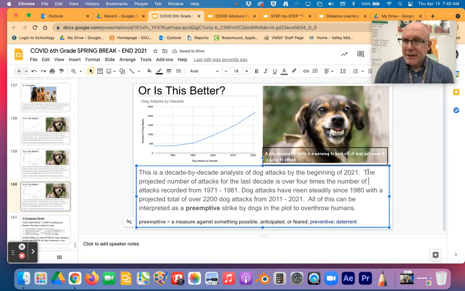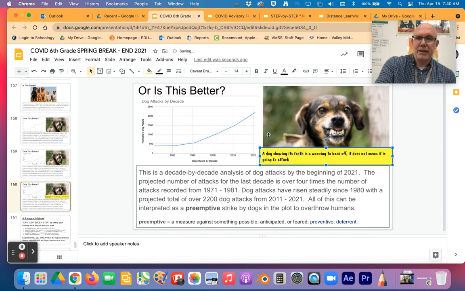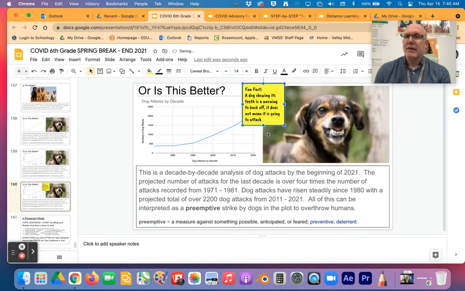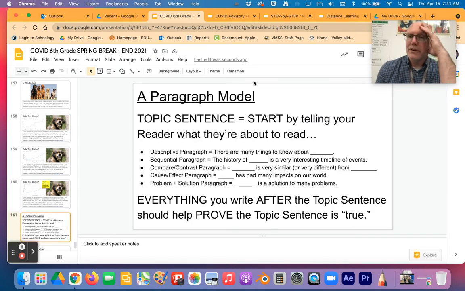Does that help? Is this now better than this or this or this? That's one of those things I want you to do. All right, last thing I'm going to talk about is this. Some of you are struggling a little bit with your paragraphs. I want to make sure you understand that your paragraphs should all have a topic sentence.